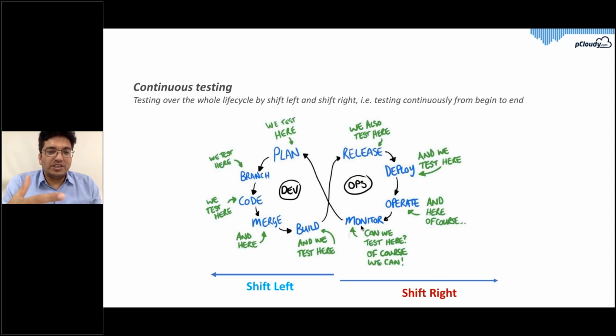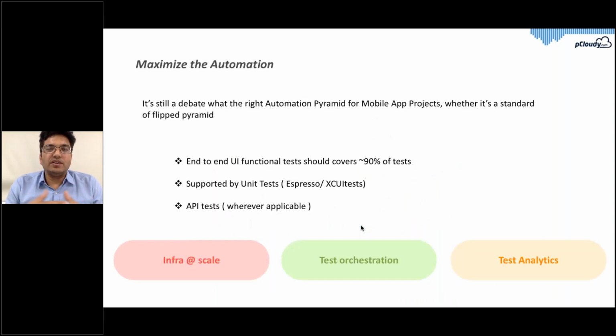So that's one of the key goals which we should be looking at to move to the next level in 2020. And that cannot happen until we focus on maximizing the automation. If you look at the number of times that you need to do testing in the continuous testing phase, it's absolutely not possible if you're relying on the manual approach. So maximizing the automation is the only way to move forward.